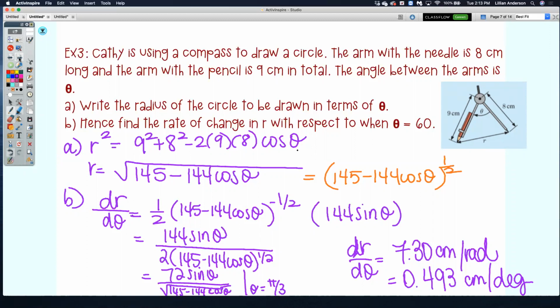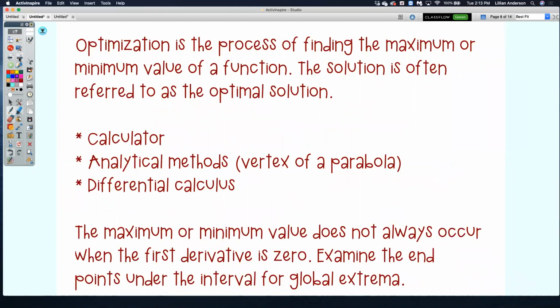All right, this concept is used with optimization. Optimization is the process of finding a maximum or a minimum value of a function. The solution is often referred to as the optimal solution. If it asks you to find the optimal solution, the optimal pinnacle, the highest thing you could potentially get, it's the process of finding a maximum value or a minimum value. Now, this can be done three different ways. This can be done using your calculator. If it happens to be a calculator type question, you can graph the original function and find maximums and minimums using the calculator features.